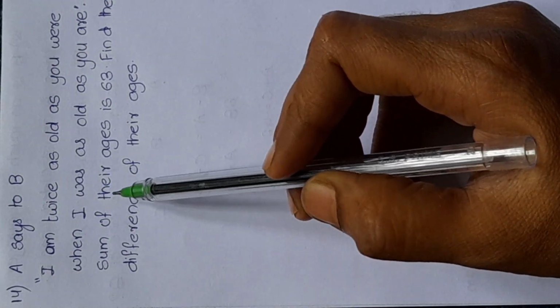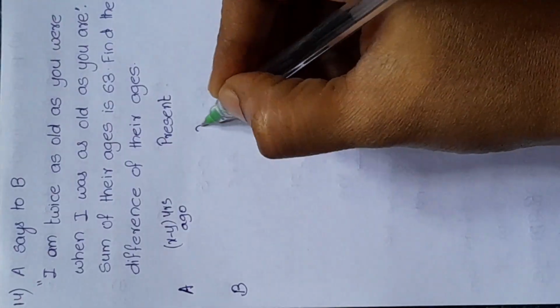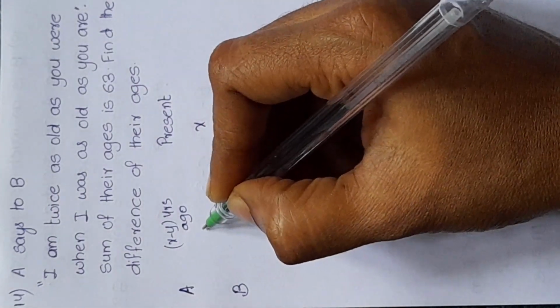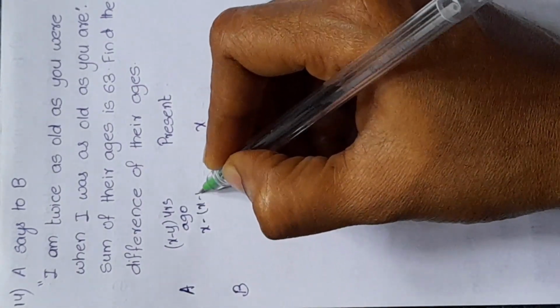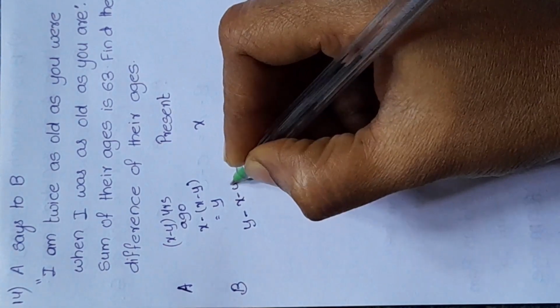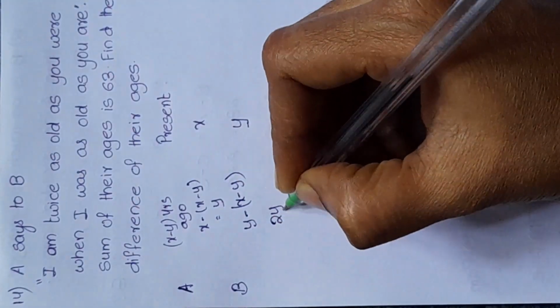Question. A says to B, I am twice as old as you were when I was as old as you are. Sum of their ages is 63. Find the difference of their ages. Let the present age of A be X and the present age of B be Y. X minus Y years ago, the age of A is X minus Y. So this is Y years. The age of B, X minus Y years ago, is Y minus X minus Y. This becomes 2Y minus X.